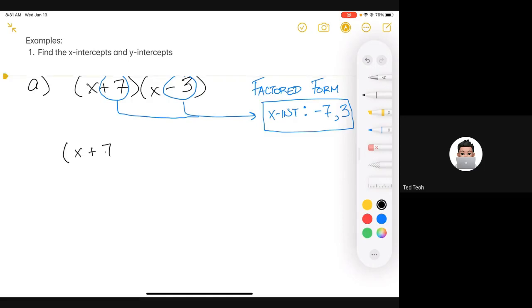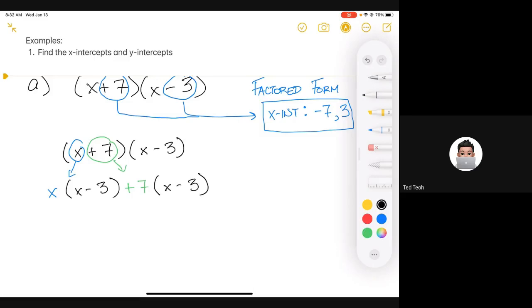This is what it's going to look like. I have x plus 7, x minus 3. I'm going to take the first term and write it in the front. I'm going to take the second bracket and write it after the first term. Then I'm going to take the middle term and write the second bracket. From here, I'm going to use the distributive property. I'm going to take the number in front and multiply it into the bracket. I'm going to take this number and multiply this into the bracket.